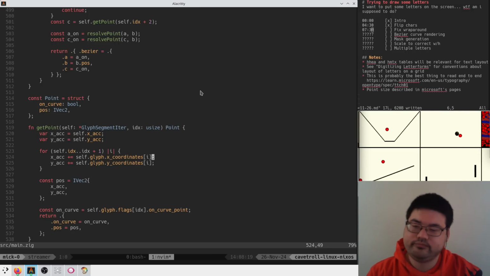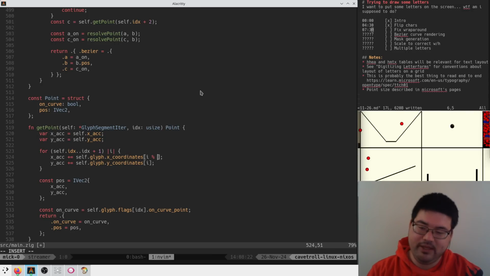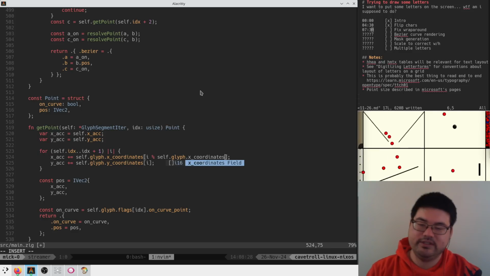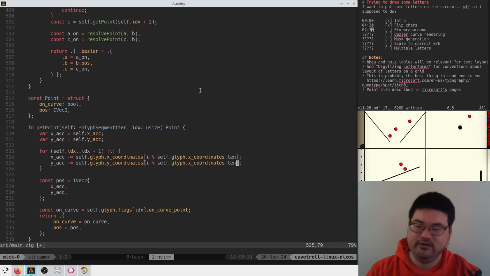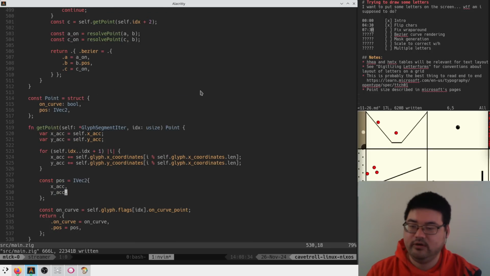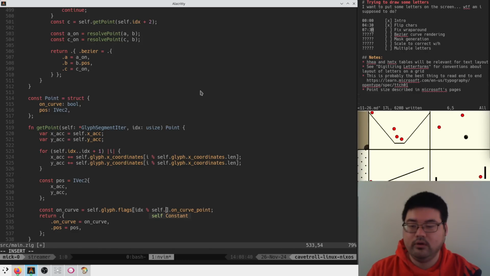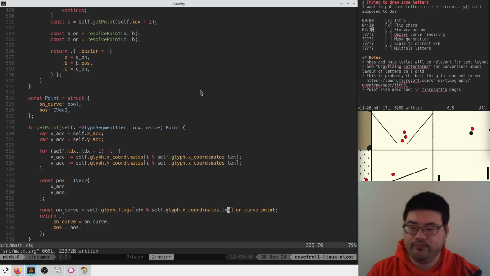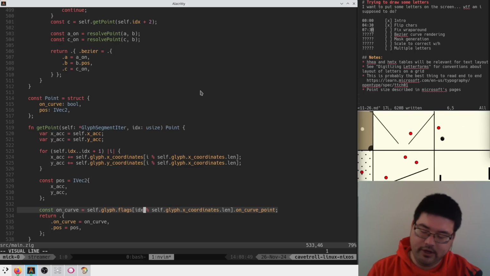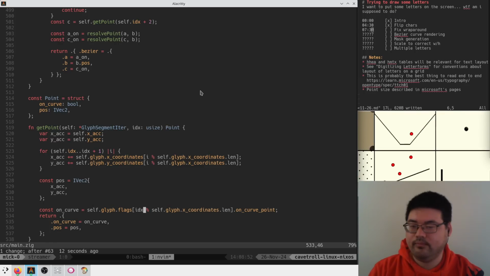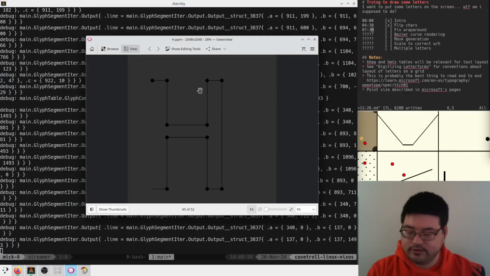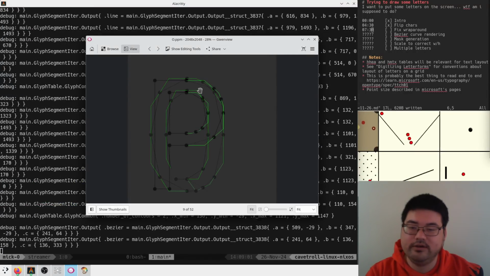maybe we do some sort of wrapping here. Glyph x coordinates len, can we just do this? Does that kind of just fix it? I guess here also we need to do probably like this. This seems wrong, by the way. Oh no, that's right. Never mind. It's right. It's right. Okay. Oh yeah, baby, look at that.